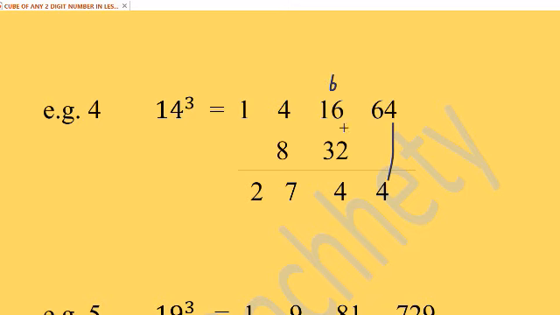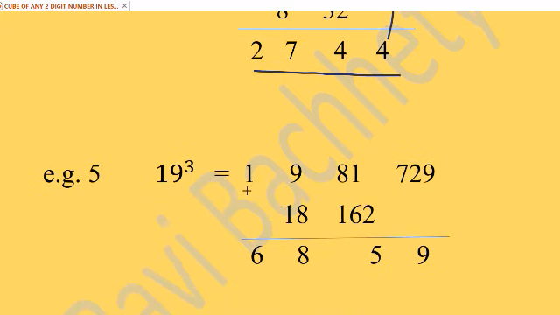Now 6 plus 6 is 12, 12 plus 2 is 14, so 4 here. Then 1 plus 1 is 2, 2 plus 3 is 5, so 5 here. Or simply you can add 32 plus 16 is 48, plus 6 is 54, so 4 here, 5 here. 5 plus 4 is 9, 9 plus 8 is 17, 7 here, 1 carried forward, 1 plus 1 is 2, we got 14 cube. Similarly you do by yourself 19 cube, which is written here.